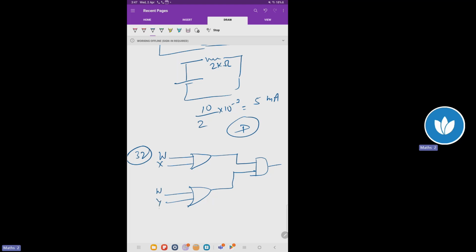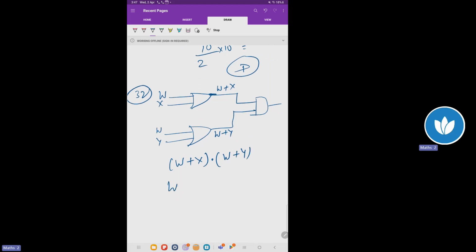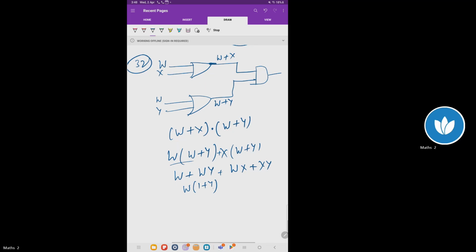W, X, Y. The output of this OR gate is W plus X, and this is W plus Y, and this is an AND gate. So (W plus X) dot (W plus Y), open this: W into W plus Y plus X into W plus Y. W plus WY, WX plus XY, 1 plus this, W plus X. Option C.